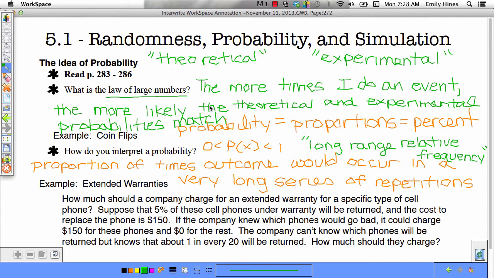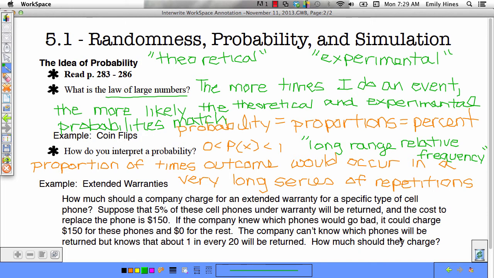Okay, so let's look at a problem that involves probability. How much should a company charge for an extended warranty for a specific type of cell phone? Suppose that 5% of these cell phones under warranty will be returned, and the cost to replace each phone is $150. If the company knew which phones would go bad, it could charge $150 for those phones and $0 for the rest. However, the company won't know. They just know 1 in about every 20 will be returned.